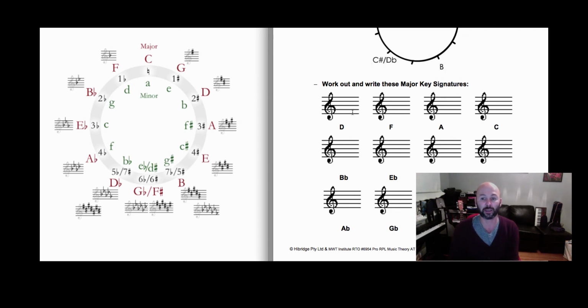It helps you get to know your keys and be able to identify keys quickly when you're starting to read. So have a go at the rest of exercise 11.